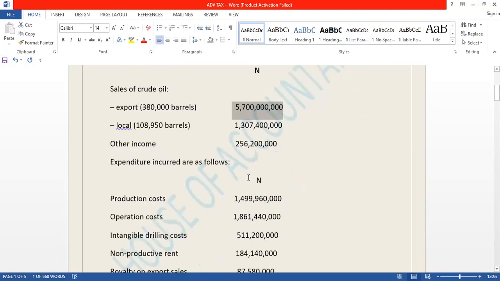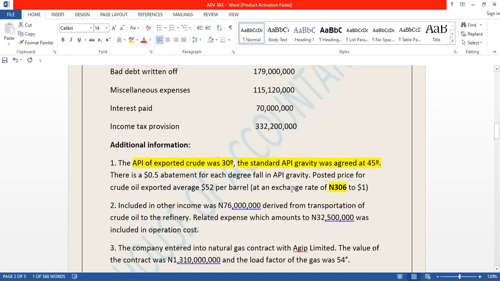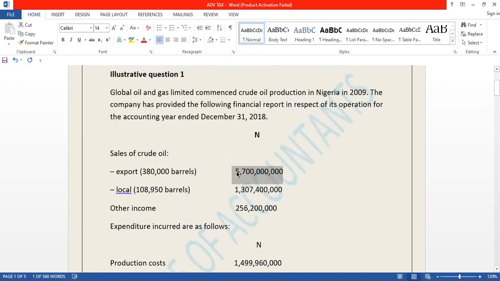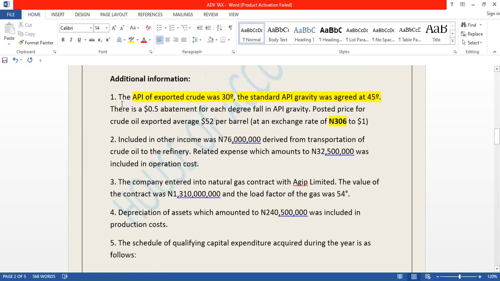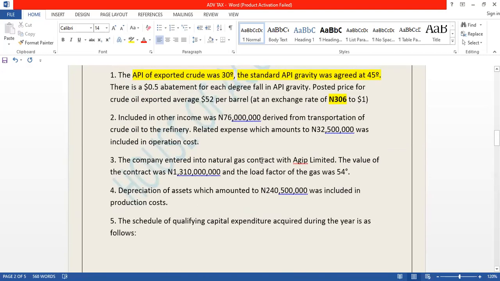380,000 barrels. And that is why we need to adjust for this API we have here to actually know the figure we are going to make use of. So when we get to that point, I'll be telling you which of the figures we are going to pick. Is it the one we are going to calculate or the figure we have in the question? By the time you see, we are going to be having 5.7 and the other one we are going to be calculating very soon when we get to that point. But that is not the next thing now. Let's look at the next note.